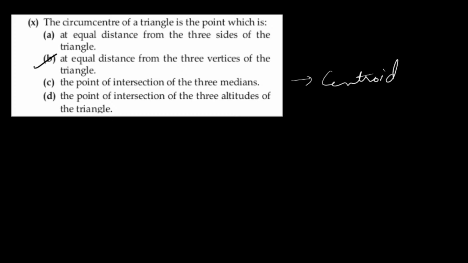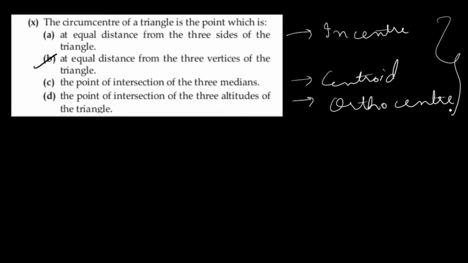And from three sides, equal distance is incenter. And this one is orthocenter. Orthocenter is a point of intersection of three altitudes of the triangle. So all three I have told.